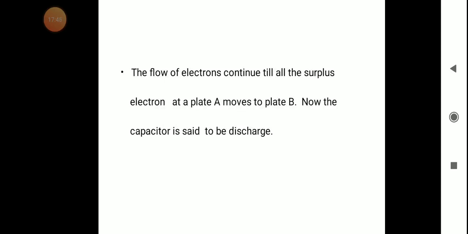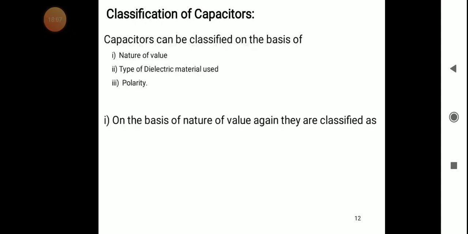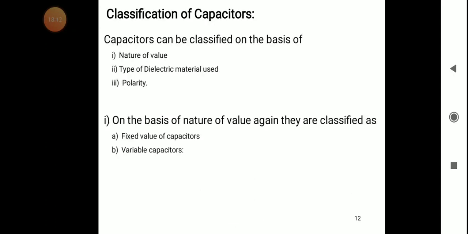What is the capacitor behavior? How does the capacitor work? What type of operation is found in the capacitor? We discussed that. Now we are going to discuss the classification of capacitors. You know that capacitors are classified in so many ways, and many varieties of capacitors are there. Some basic important classifications we are going to discuss here.